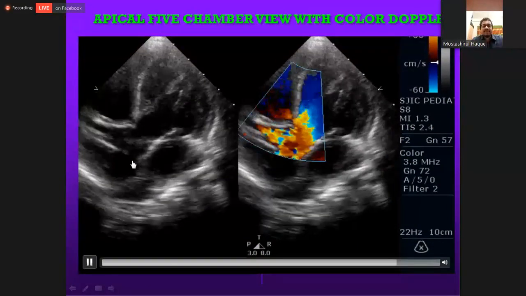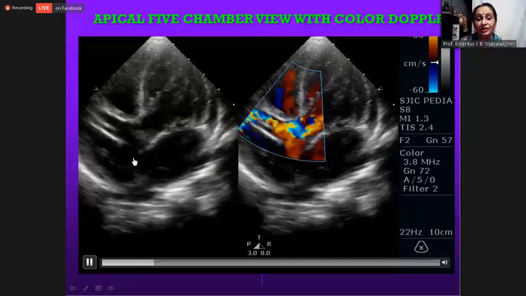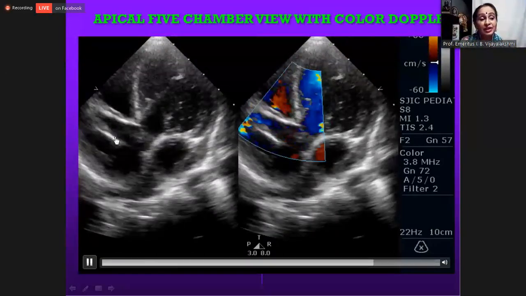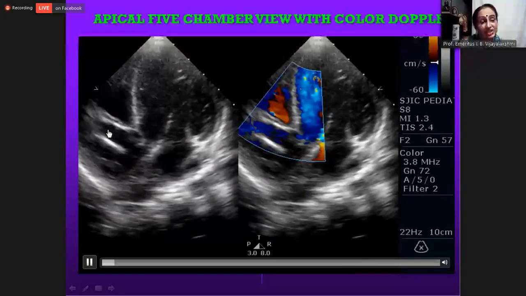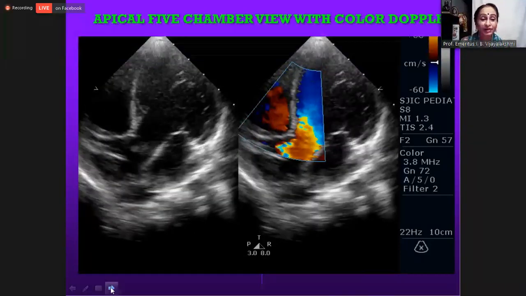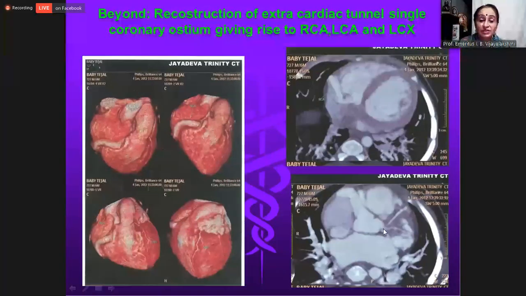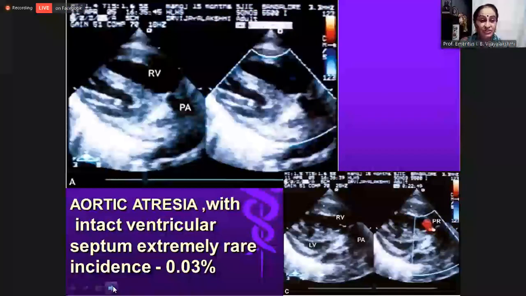Here you can see that it appears as if it is a double aortic arch, but it is not a double aortic arch. It is the tunnel that is there. This is the right coronary artery, and just by the side is the tunnel. So this is the aorto-right ventricular tunnel, and with the single coronary ostia, and as a result, it was easy for me to do the device closure, and at the end of the tunnel, you can see the device beautifully sitting without any residual shunt.